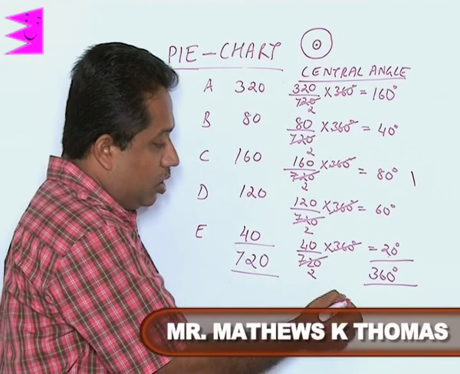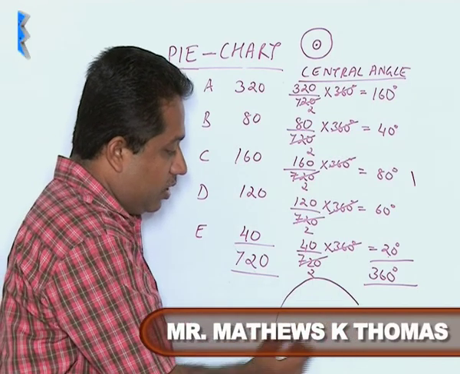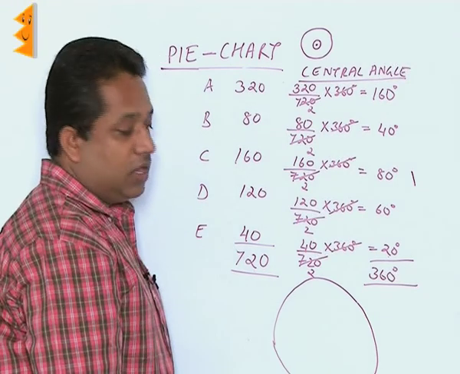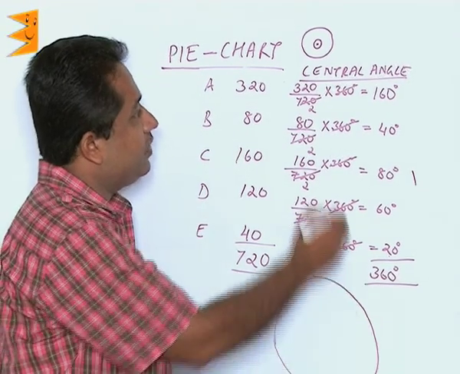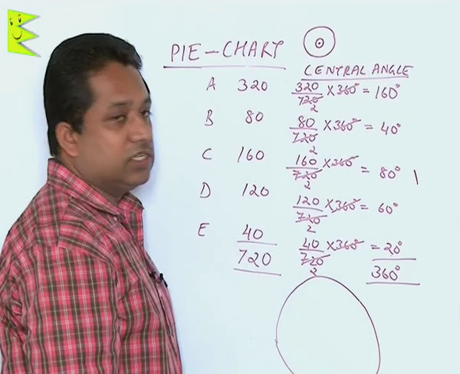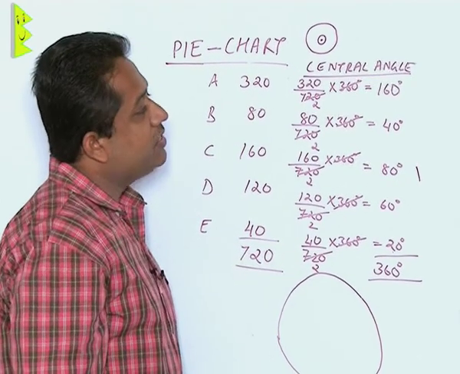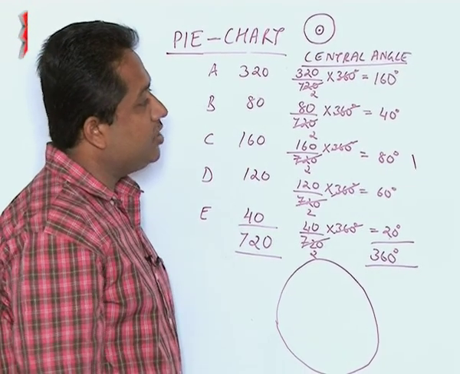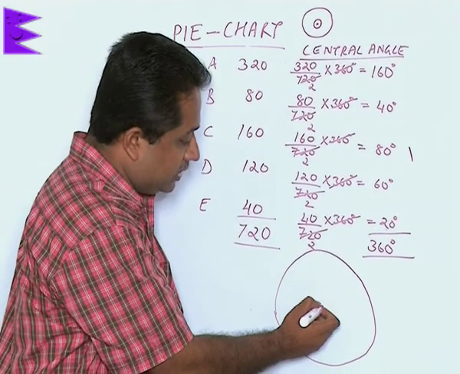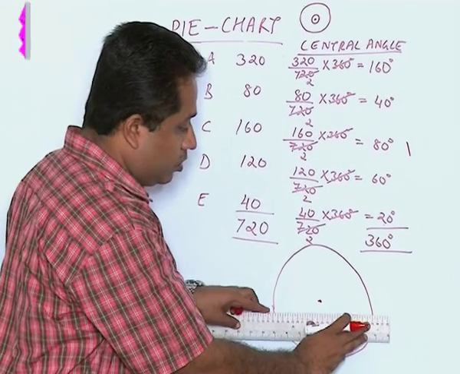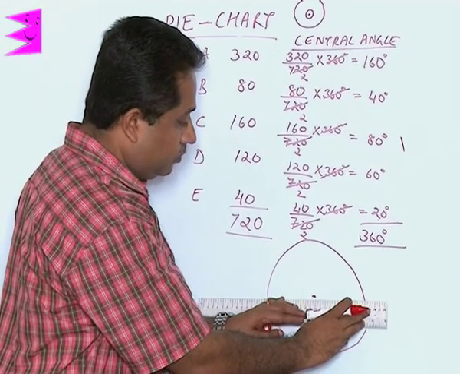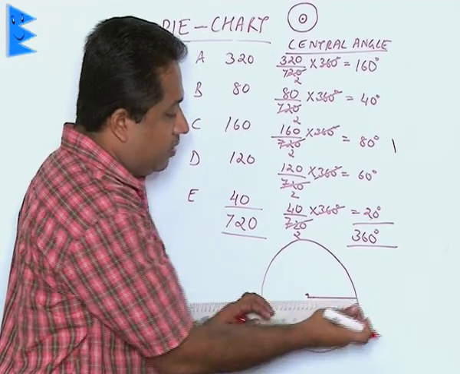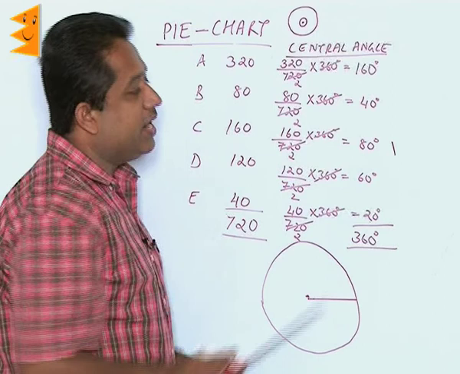The pie chart can be drawn. First, we will have to draw a circle. The circle can be drawn with any radius. After drawing the circle, you will see the first item A, that is 160 degrees. Now, for this 160 degrees, we will have to first draw a line from the center O. So, let us assume that this is the center O. We are going to draw a line. This is a random line, and from this line we have to now construct 160 degrees.